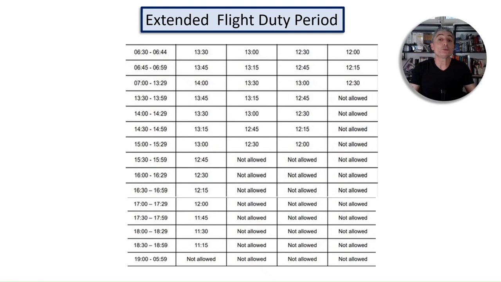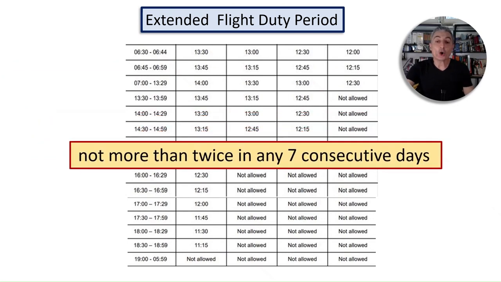Not to be confused with the extension for the captain's discretion. This is another thing, we're gonna see that in a while. This is simply at the planning stage, the company can plan already 1 hour more than normal. Of course, they cannot do it every day, there is a rule. This can be done only twice in any 7 consecutive days.